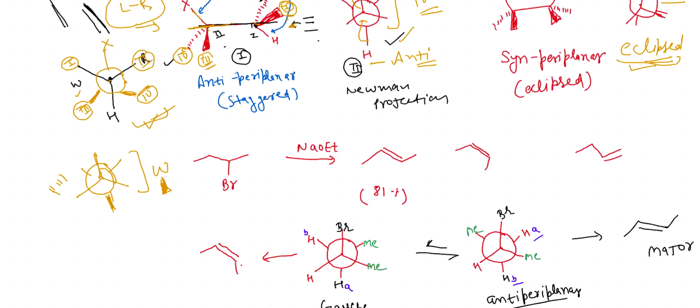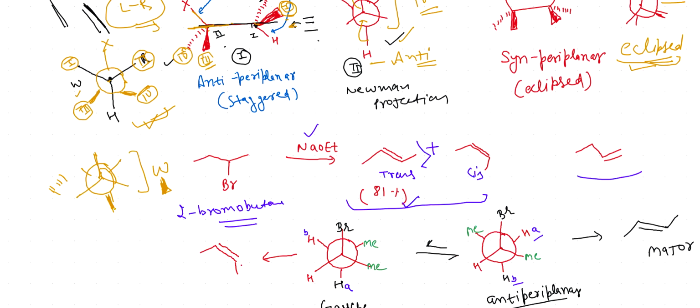Okay, then let us consider this example. 2-bromobutane, and the base used is sodium ethoxide. It will give two isomers. One is trans, another one is cis. And their total ratio is 81%, but still trans is in major amount as compared to cis. And in minor amount, there is also formation of another isomer that is the remaining 19%. Clear? How is it possible? We will discuss it in detail.